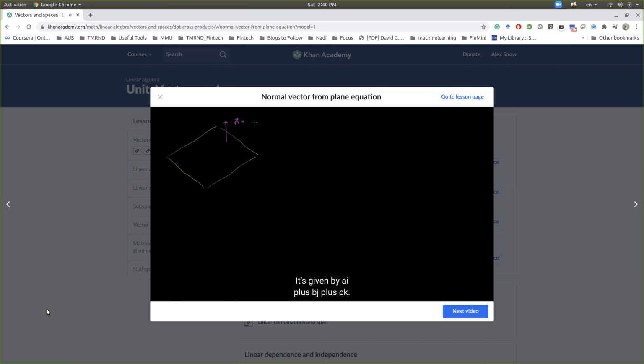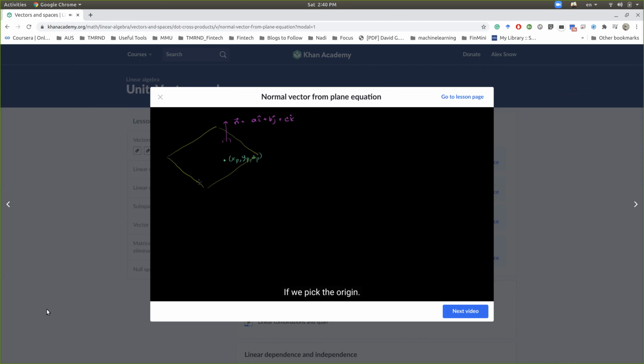It's given by Ai plus Bj plus Ck. So that is a normal vector to the plane, so it's perpendicular to every other vector that's on the plane. And let's say we have some point on the plane. We have some point, it's the point X sub P, I'll say P for plane, so it's a point on the plane: XP, YP, ZP.